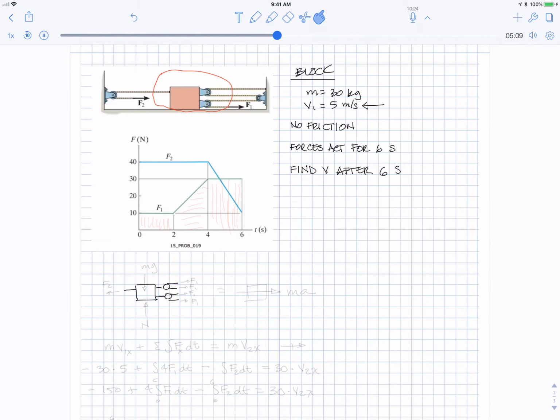The next step is to draw all the forces that are in the closed loop. And so we have the weight, so that will be mg. There's a normal force. This problem says there's no friction. And now the last step is to draw all the forces that red loop has cut through.